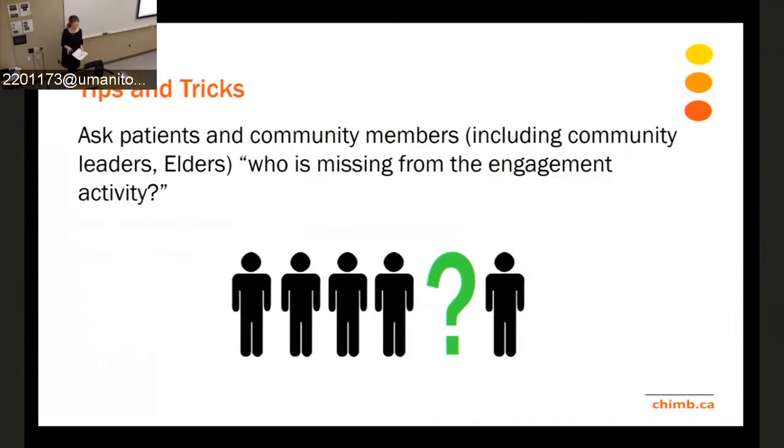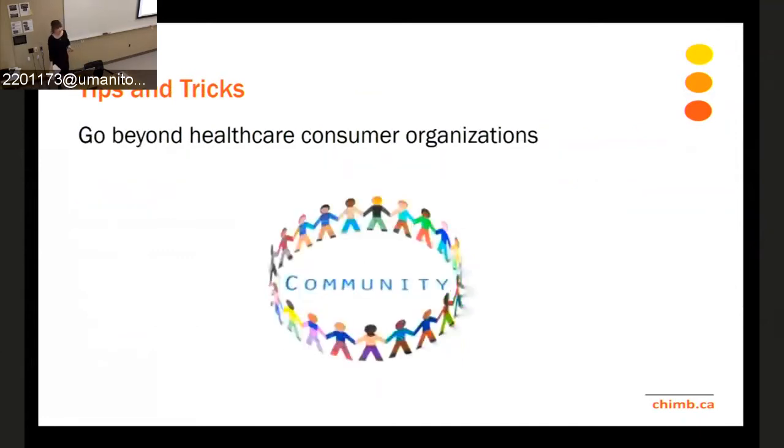So empowering people with lived experience to engage their peers can be an effective way, especially to overcome a lot of barriers to participation, including things like language barriers, trust barriers. By having a peer, it helps build that relationship from the beginning. So again, going beyond healthcare consumer organizations, talking to local neighborhood groups, having conversations, going for a lot of coffee and tea with people, and just talking about your project and ways in which you might be able to talk to people about it.